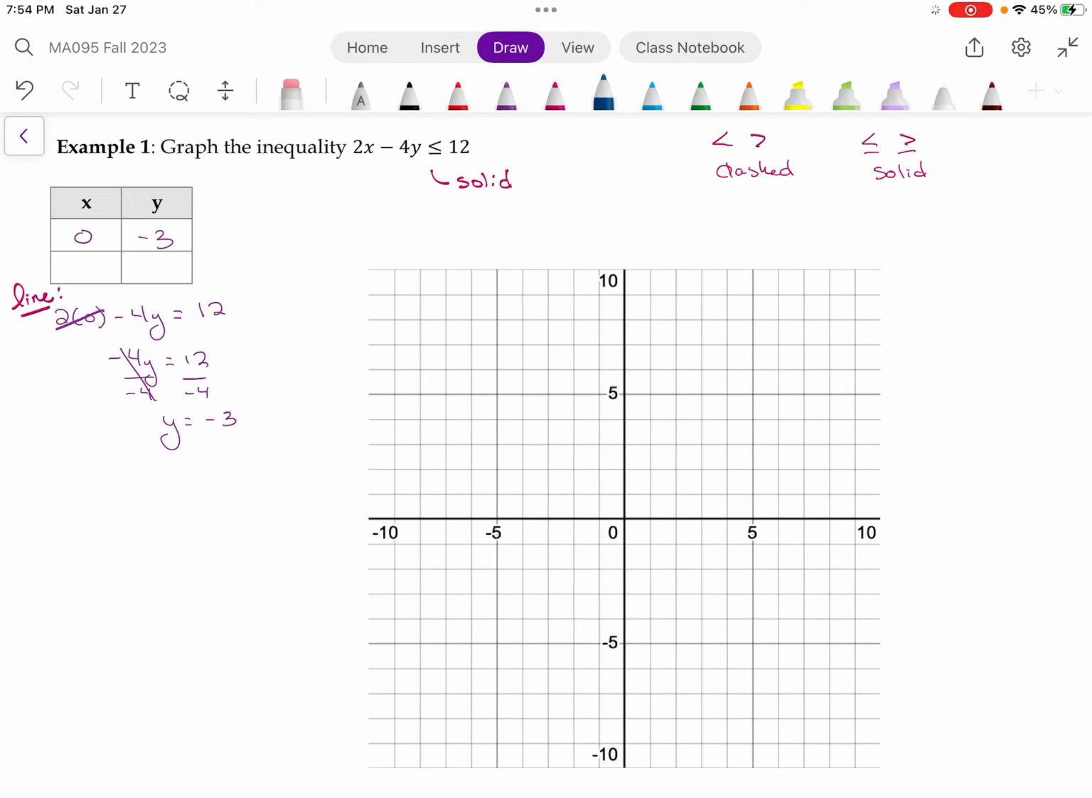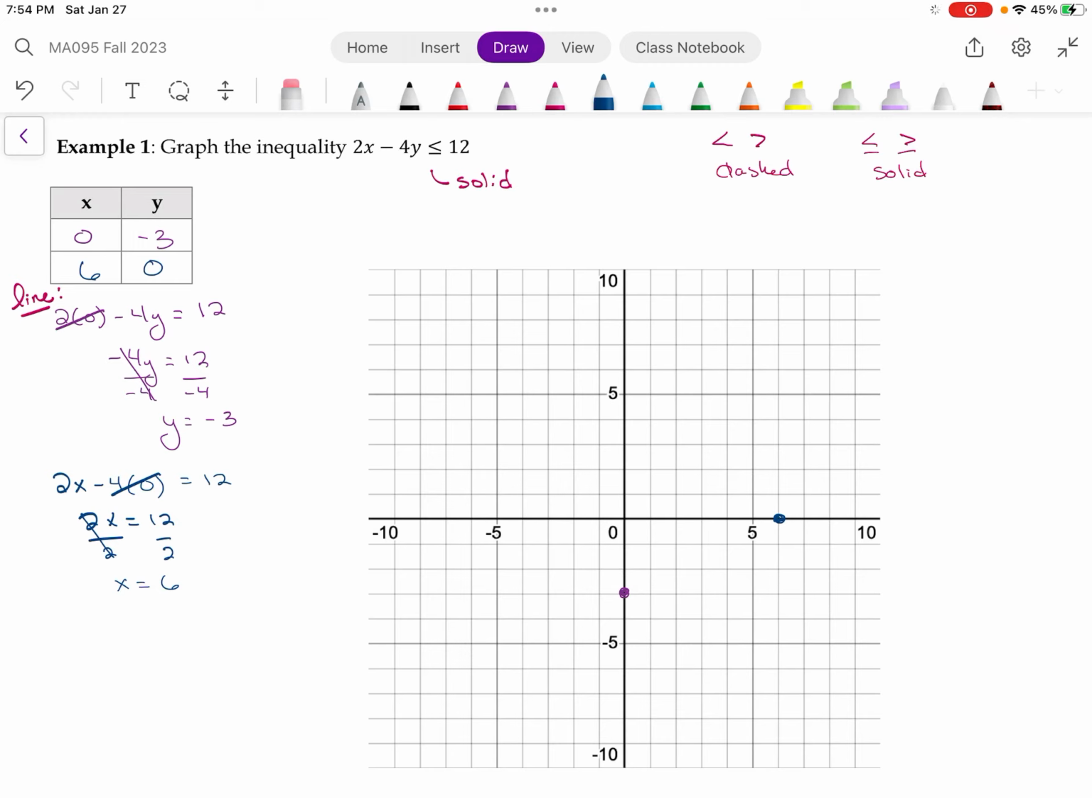All right, so let's find the other portion. This is the one where y is going to be 0, and that is the x-intercept. All right, so we've got 2x minus 4 times 0 equals 12. Remember, it's equals because we're looking for the line, not the shaded portion. All right, so this goes away, and we get 2x equals 12, and so that means that x equals 6. So we'll put 6 right here. So now we have 2 points. 0, negative 3, which is right here, and 6, 0, and that is right here.